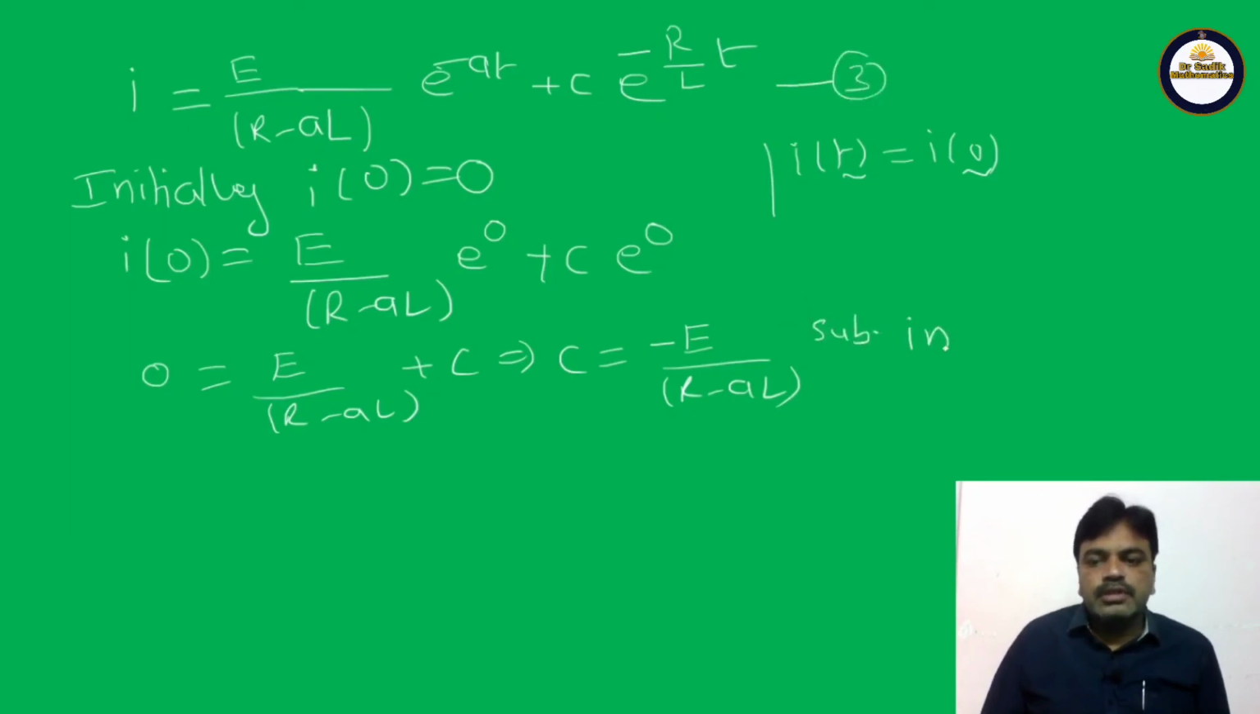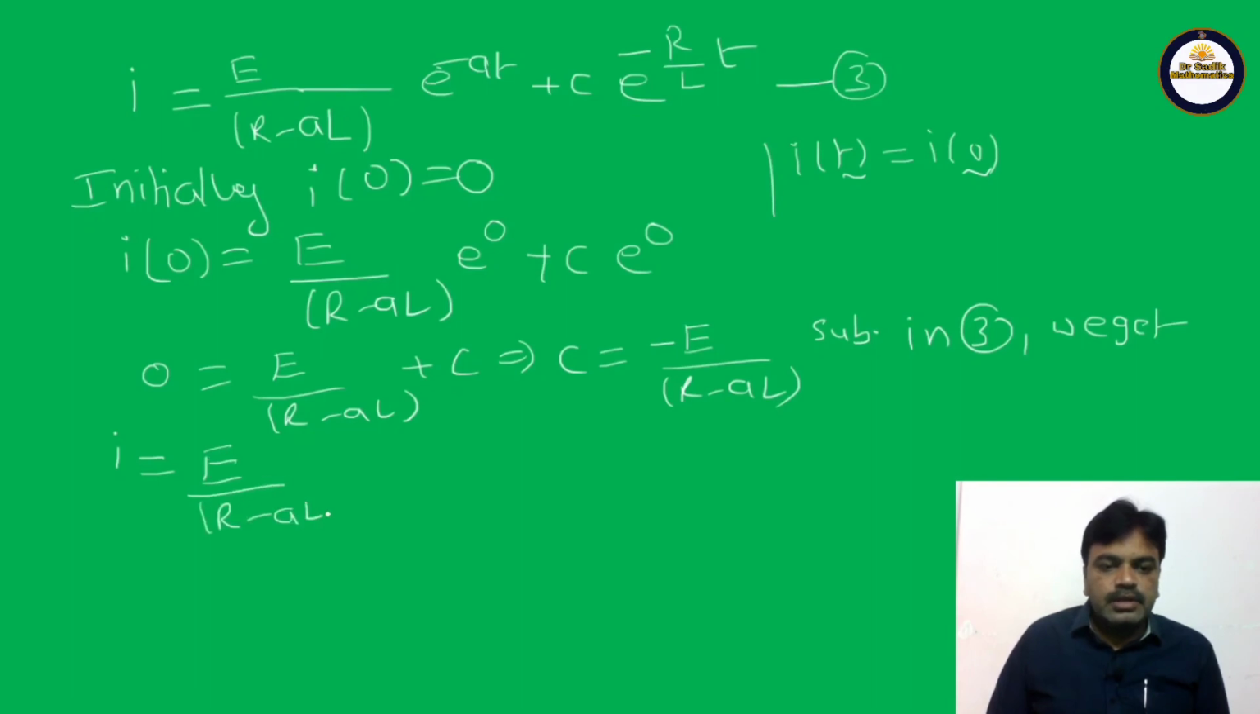Substitute in 3, we get I that is equal to, see friends, here E by (R minus aL), here also we have E by (R minus aL), friends, taking common E by (R minus aL), into e power minus aT plus, C value is taking common here, we get here minus, so we get e power minus R by L into T, which is the required solution of the given problem, friends.